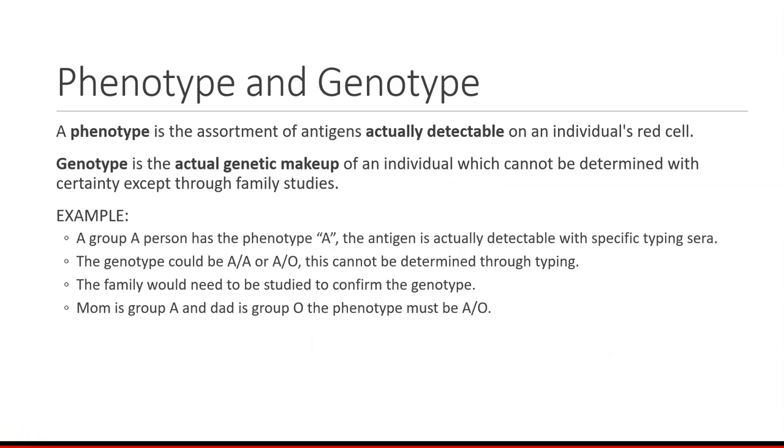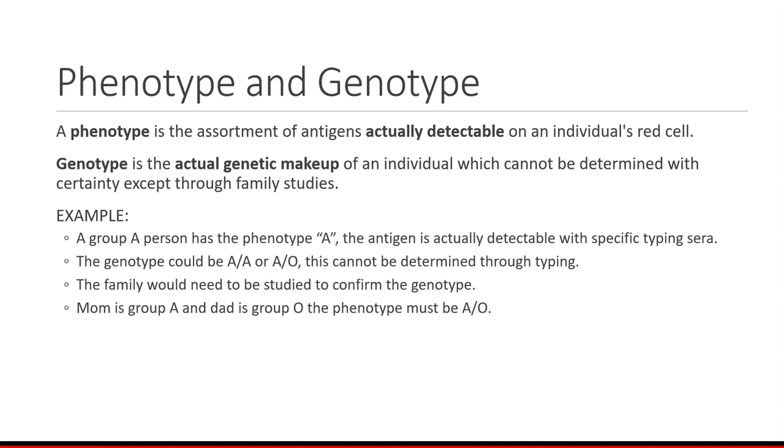Phenotype and genotype are two terms that students frequently get mixed up, and I want you to know the difference between the two terms and what they mean. A phenotype is the assortment of antigens actually detectable on an individual's red cell. So I'm going to give an example where we take our anti-A, it agglutinates, that indicates the presence of the A antigen. The genotype is the actual genetic makeup of an individual, which cannot be determined with certainty except through family studies. So here's the example.